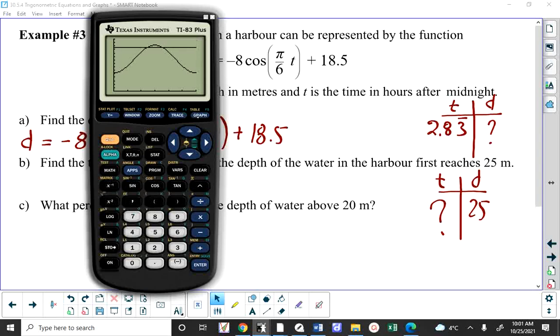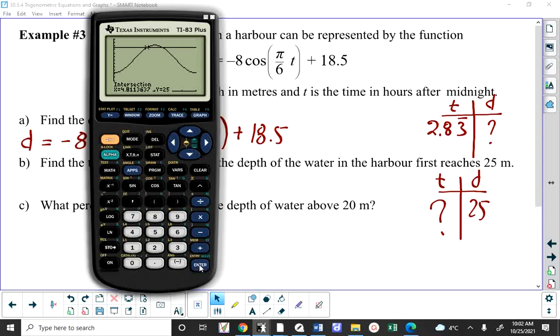You can see that they intersect in two places. The first place is because the water's going up at that point and it reaches a height of 25 meters. And then it goes a little bit higher and then it comes down and it also reaches a height of 25 meters. The question was, when does it first reach a height of 25 meters? So we want to find the intersection point of that first crossing of the graphs. So you move the cursor towards it, enter, enter, enter. 4.8 hours after midnight.